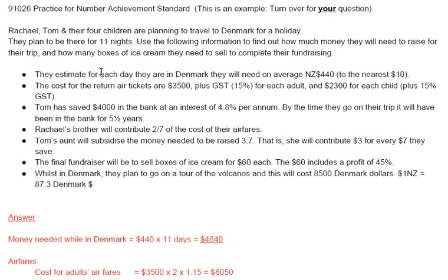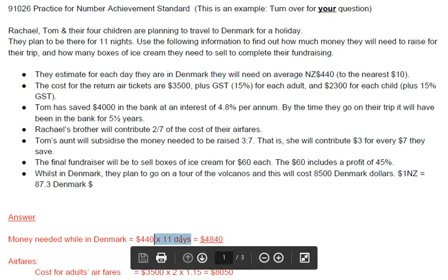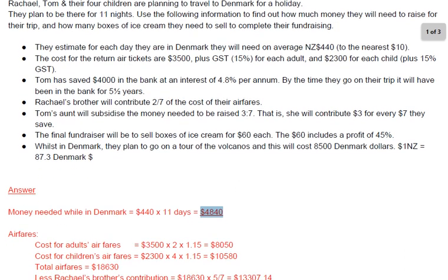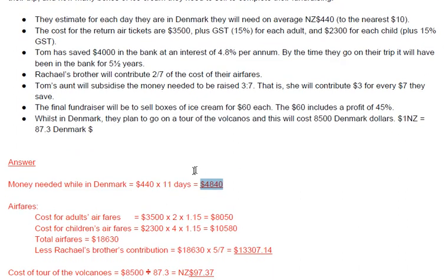Right, so we start with what we've got here of the amount that they need to spend each day at Denmark. So we've got $440 per day. All you have to do is multiply that by 11 days and you get 4,840 as your result.